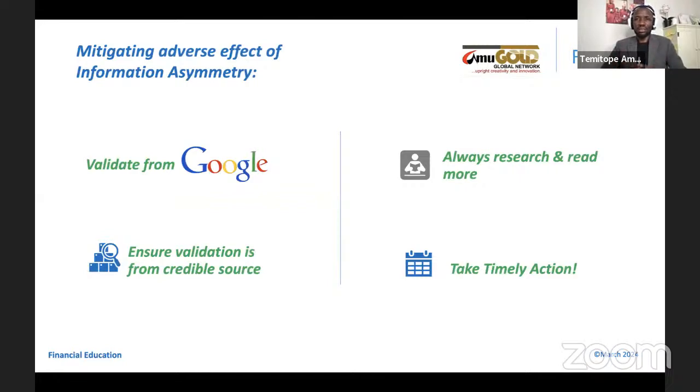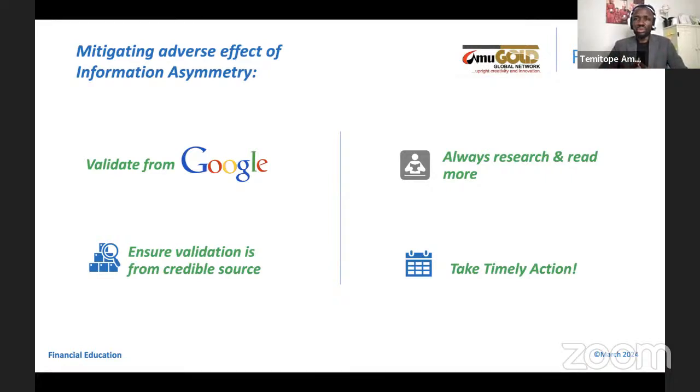The adverse effect is you could lose opportunities, especially in this particular case, and you may be paying more for what you're supposed to pay less for because you don't have enough information about that thing. So the first thing you need to do is validate from Google and other search engines. I just put Google here as what most of us are used to. So when you see information, copy it, take it to Google or another search engine like Bing and the like, and read more about this information.